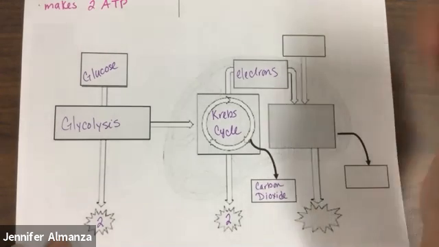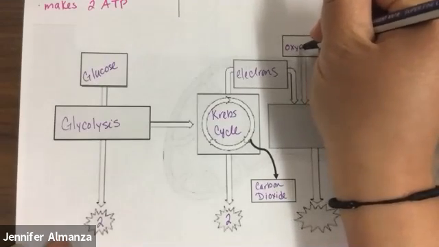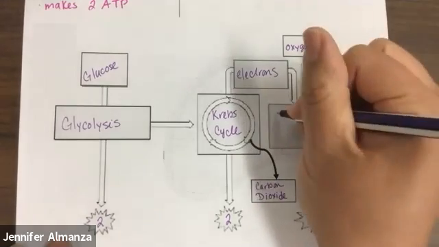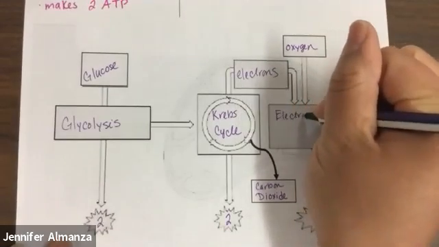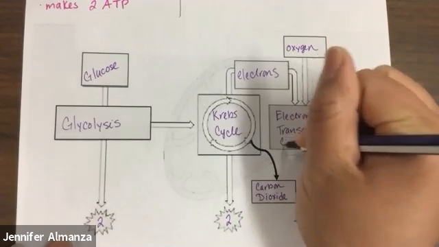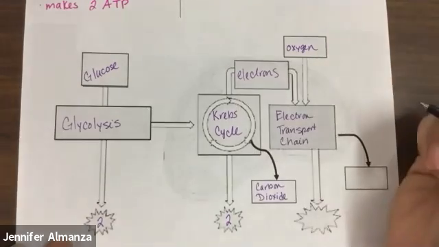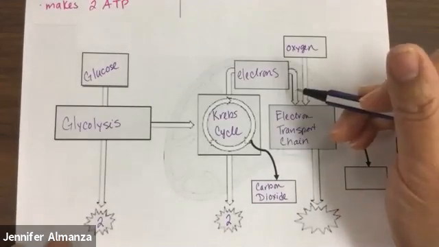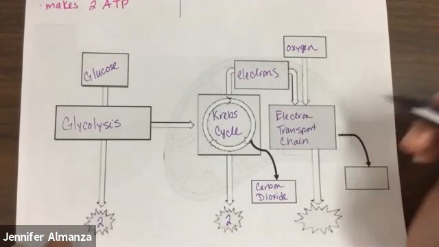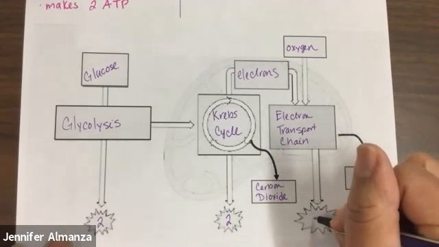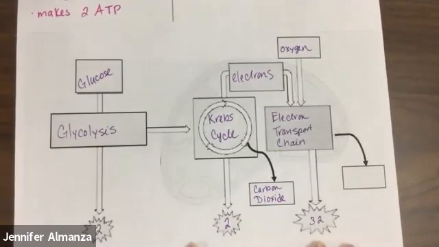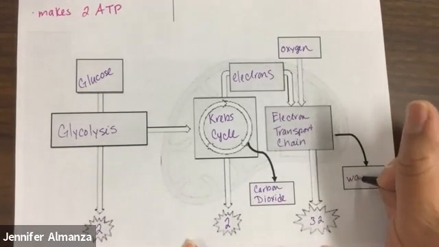And then from my last step, this is where I'm breathing in my oxygen. This is where I need that. So oxygen is going to come in, and then here's my electron transport chain. Sometimes people call it the ETC. So oxygen came in, and I have all these electrons left over from the Krebs cycle. And so with this, I'm going to be able to make a lot of ATP. So I'm going to make about 32 ATP. And then my byproduct right here is going to be water.